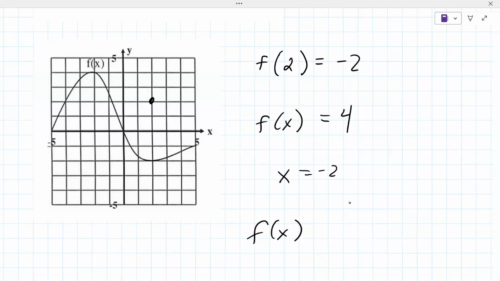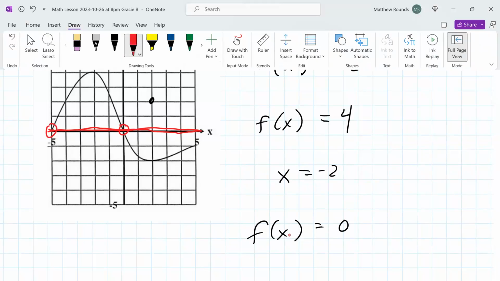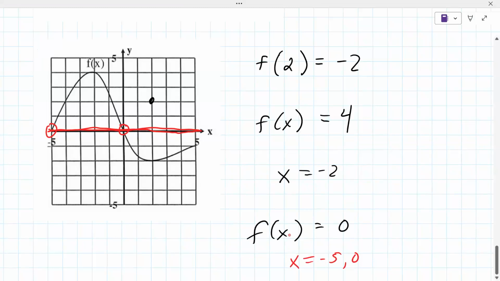Where does f of x equal 0? Just at 0? So is that the only place that it hits that red line? Also -5. Yeah, so there are 2 points there: x equals -5 and 0. Any questions on that? No. Okay.